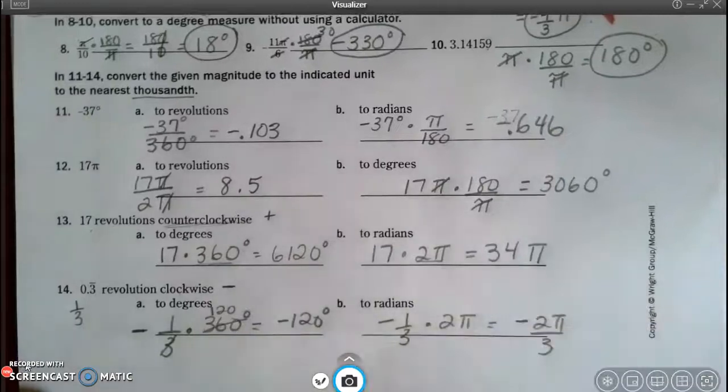Please notice in all the different problems, like in 13 and 14, if you're multiplying by 360 to convert to degrees, you're multiplying by 2 pi to convert to radians. Here we multiplied by 360 because we're using degrees. Here we multiplied by 2 pi because we're going to radians.